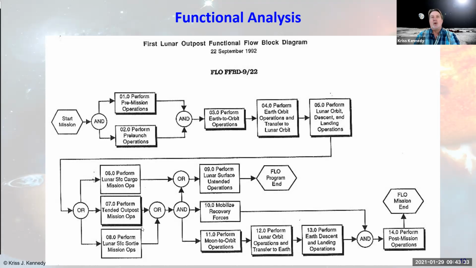And so you can walk through here and you basically lay out the whole mission in a functional flow block diagram of the intent of the mission of the system and what's going on, taking into account and thinking about what's going on from the human, the hardware, and the software.